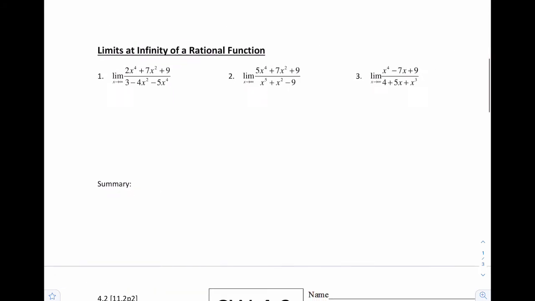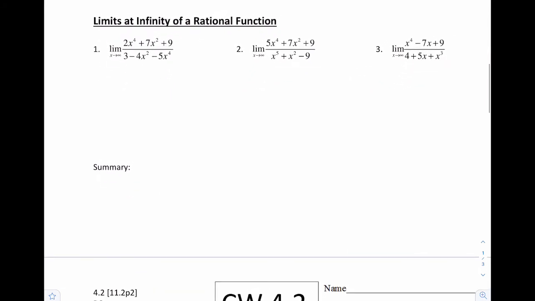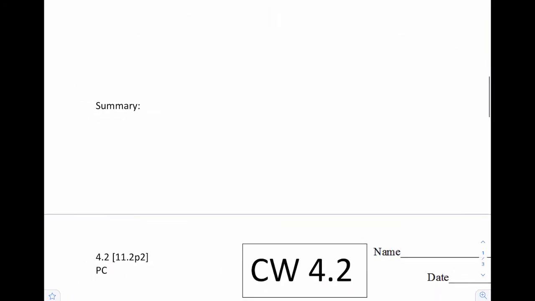Okay, here's the last part. Limits at infinity of a rational function. So notice how we're going to infinity for all of these. That's going to be an important fact. And it's actually going to be building off of the brute force method. There are a couple of things we're going to do. We're going to start with the summary, because I'm going to give you the rules. So for limits to infinity, there's a couple of things we like to do.